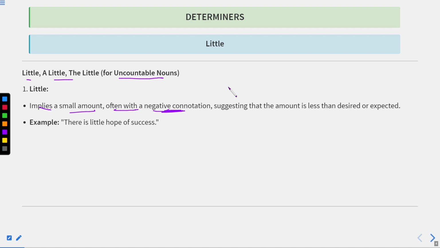The presence of which does not matter at all. Okay, suggesting that the amount is less than desired or expected. Okay, and it is just equivalent to zero. Why so? You can say it is equivalent to zero.